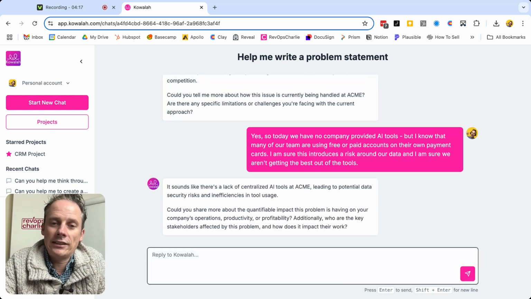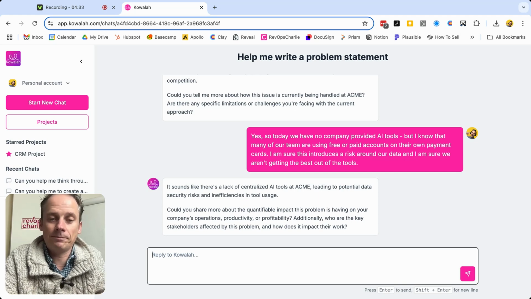Sounds like there's a lack of centralized AI tools at Acme, leading to potential data security risks and so on. Could you share more about the quantifiable impact of this problem is having on your company's operations, productivity, or profitability? Additionally, who are the key stakeholders affected by this problem? How does it impact their work?